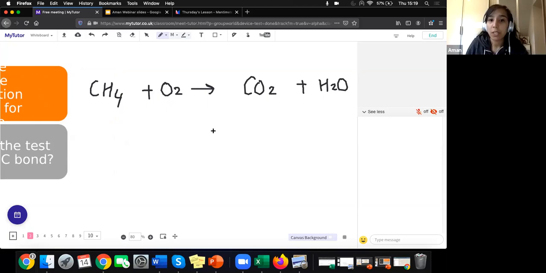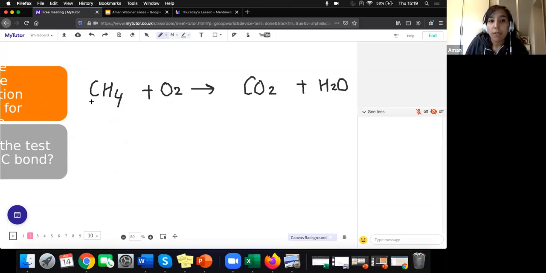So we need to balance this equation. There's 1 carbon on the reactant side, 1 carbon on the product side. There are 4 hydrogens on the reactant side, but only 2 on the product side. So if we put 2 in front, then we end up with 4 hydrogens. If we then look at our oxygens, there are 2 on the reactant side, but on the product side there are 2 plus 2, which is 4, so we just need a 2 here. So that is a fully balanced equation for the combustion reaction of methane.